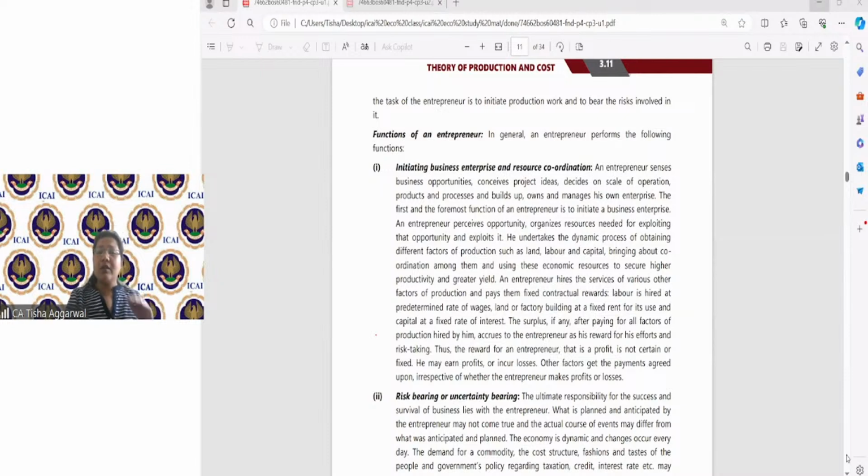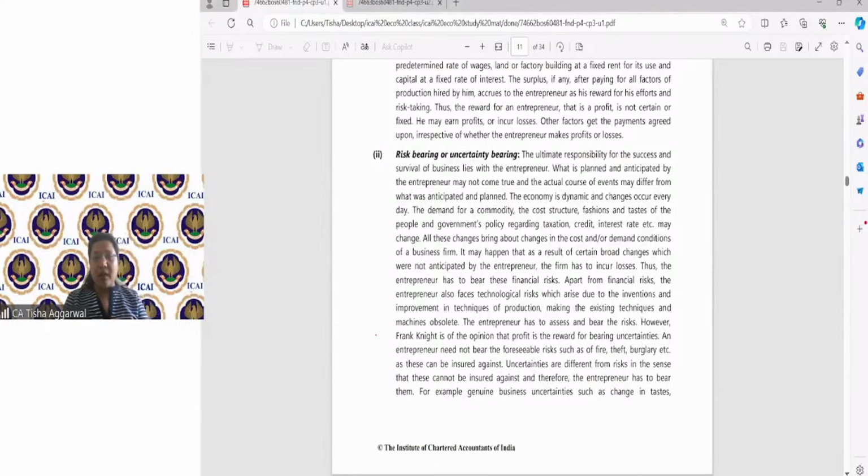Whenever I talk about risk bearing or uncertainty bearing, they are the one who takes care of the whole planning of the resources. If any kind of profit comes, it is theirs. If any kind of loss comes, it is to be absolutely borne by them. The entrepreneur has the duty to bear all these financial risks. Any kind of financial risk, any kind of technological risk, all the feasibility and study has to be done by the entrepreneur himself or herself.